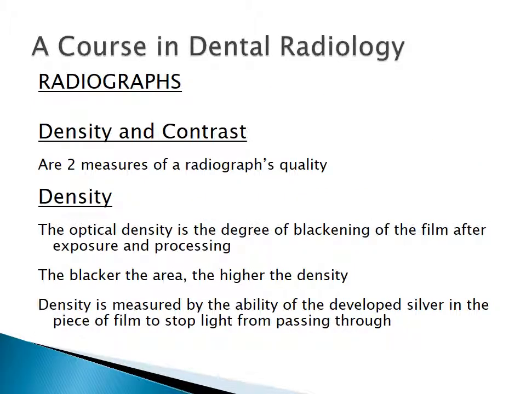When it comes to radiographs, we're talking about the actual X-ray that's produced on the film or on the digital sensor. There are two things we're worried about: density and contrast. That's what's going to tell you the quality of the X-ray that's being taken. Density is the actual blackening of the film after the exposure and after it has been processed. The blacker the area, the higher the density. So this is basically the ability of the film itself to stop light passing through it.